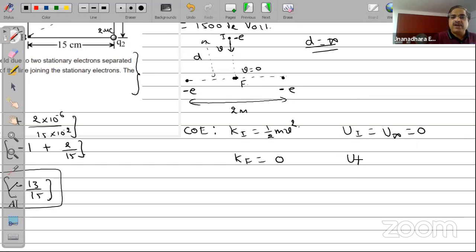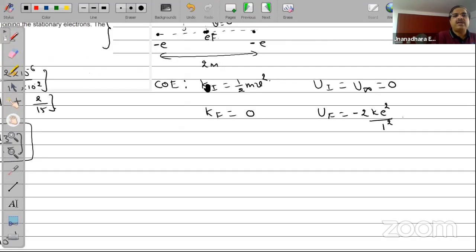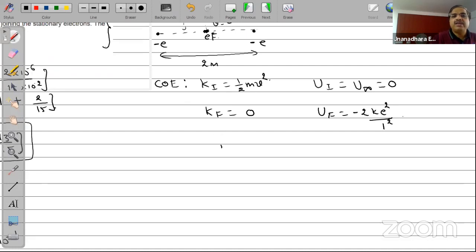When it comes to the final one, it is at this point. At this point, if you have an electron, what is the potential energy given by? It should be minus 2k e square by 1 meter, isn't it? 1 square is equal to 1 square. And therefore, from the conservation of energy, Ki should be equal to Uf, or half mv square should be equal to minus 2k e square by 1. So substitute for all the values and get the answer.